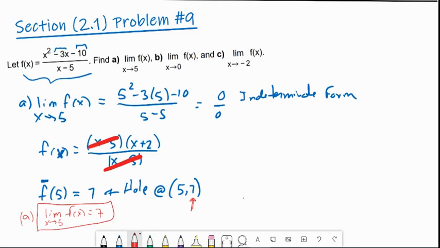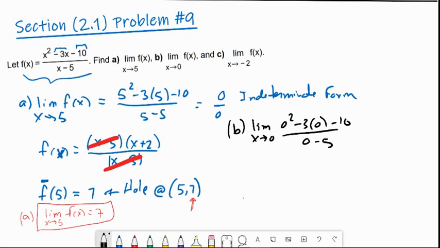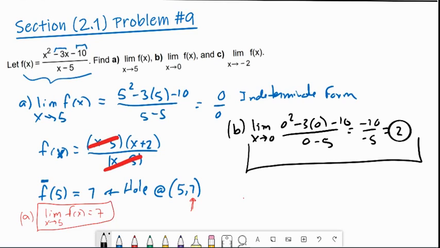If we go to part B and use direct substitution, the limit as x goes to 0, we get 0 squared minus 3 times 0 minus 10 over 0 minus 5. Well, this gives us negative 10 over negative 5, which is 2. There's no problem with that answer, so we're done. When dealing with rational functions, if direct substitution gives you a real answer, then that's your limit value. You're done. And let's try this for part C.